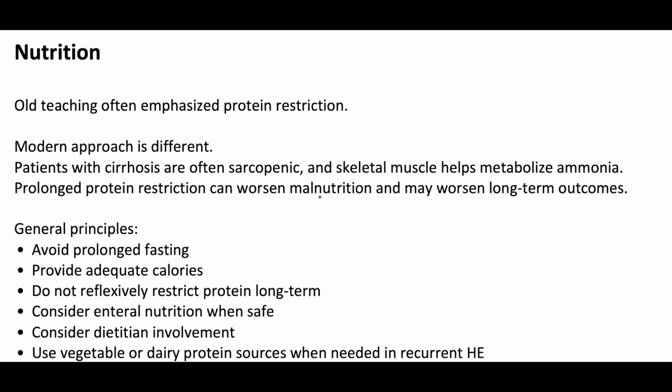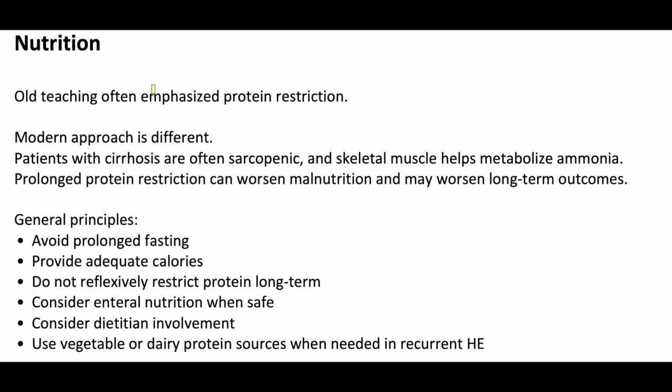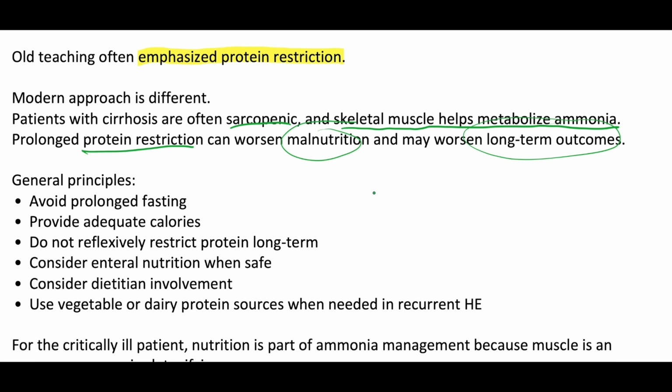All right, we wanted to shout nutrition out a little bit. This has evolved. There was an old school teaching that emphasized protein restriction in these patients, but the modern approach, now that we have more evidence, is different, right? Patients with cirrhosis are often sarcopenic, and skeletal muscle helps actually metabolize ammonia. So prolonged protein restriction can worsen malnutrition and may worsen long-term outcomes. So we no longer emphasize protein restriction. These patients need to build up muscle and need protein to do that.